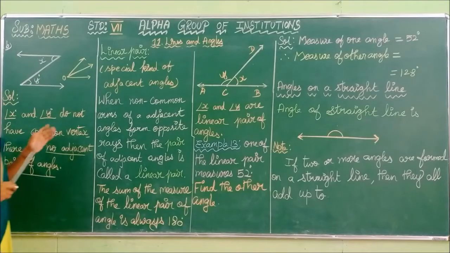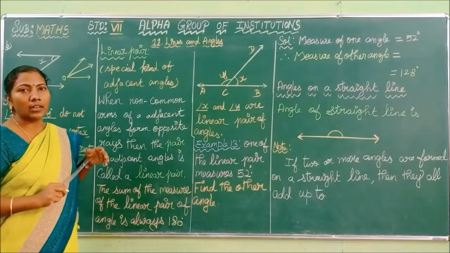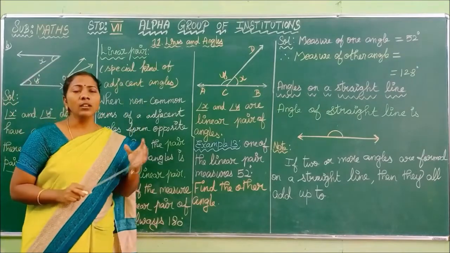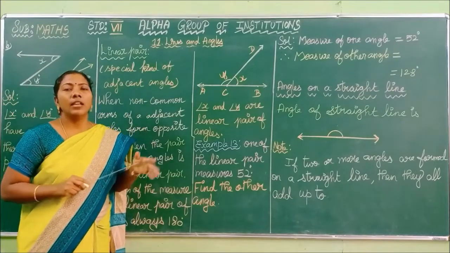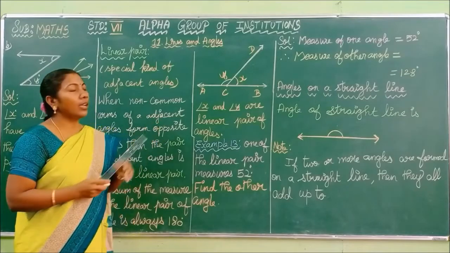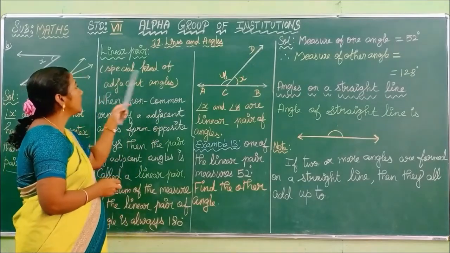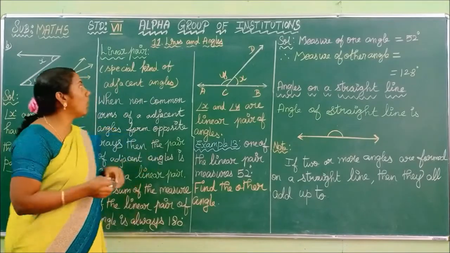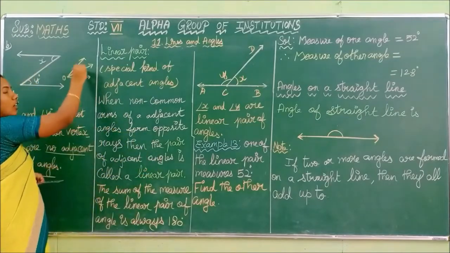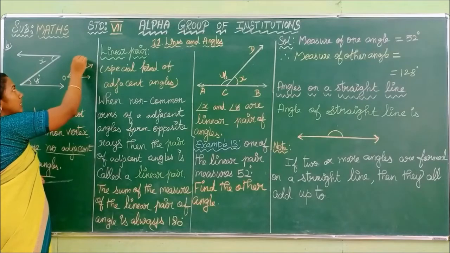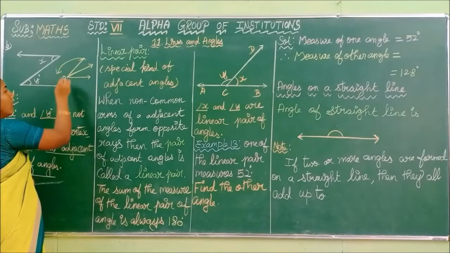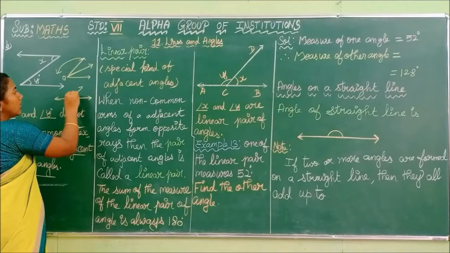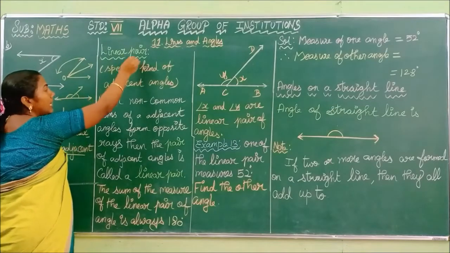Okay. Next we are going to discuss another concept. What is it? It is a linear pair. What is meant by linear pair? It is also two angles. Linear pair is a special kind of adjacent angles. If you extend the non-common arms, these are the non-common arms, if you extend this non-common arm to this side, what will happen? It becomes straight. Such a situation is said to be a linear pair.